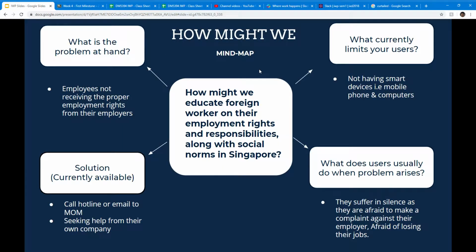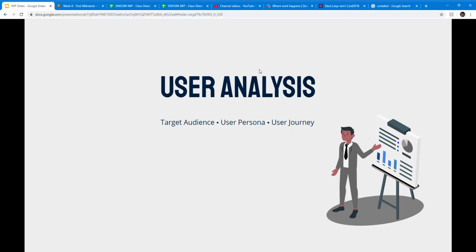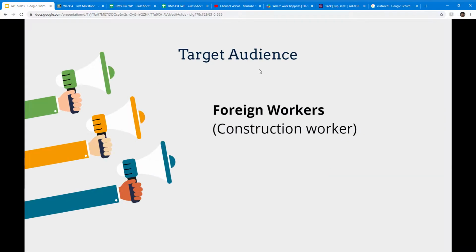So moving on, this is the mind map. The statement that I chose to do is how might we educate foreign workers on their employment rights and responsibilities along with social norms in Singapore. So moving on to the user analysis. This is the target audience. It will be foreign workers, mainly construction workers.